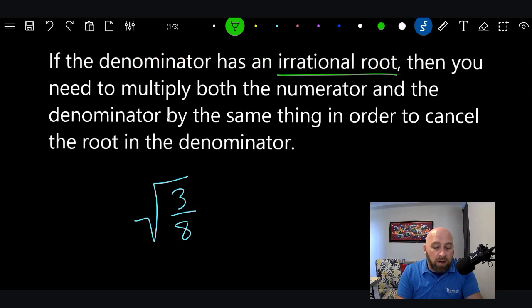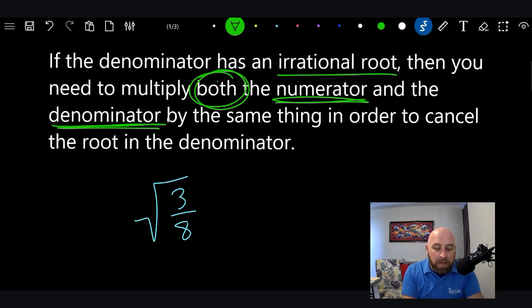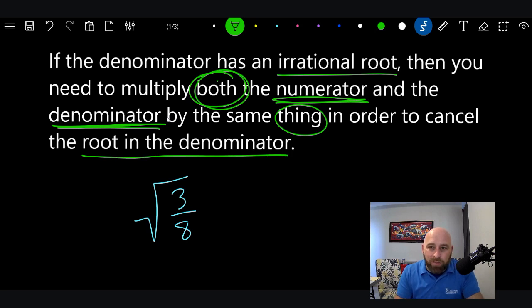So what do you need to do? Then you need to multiply both the numerator, and this is important, that word both, the numerator and the denominator by the same thing. What are we going to multiply it by? We're going to figure that out in just a second. The same thing in order to cancel the root in the denominator. In other words, you cannot have a root in the denominator. That is what's called an irrational fraction. You must rationalize the denominator.